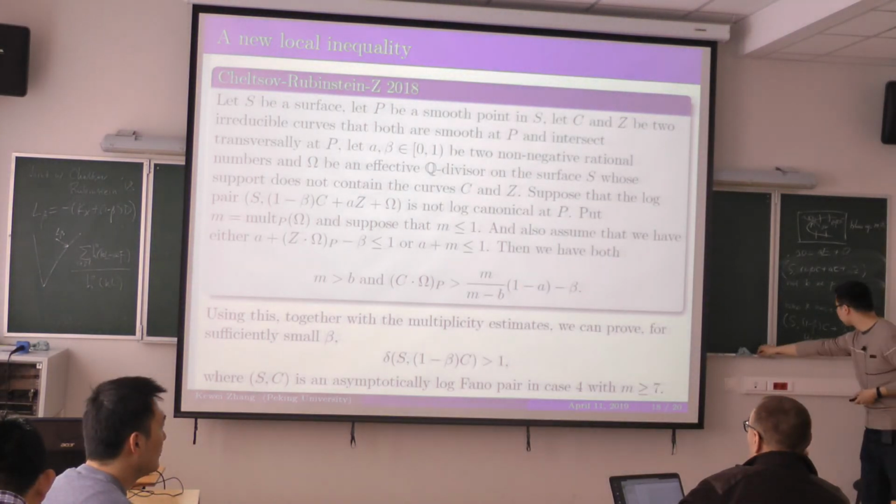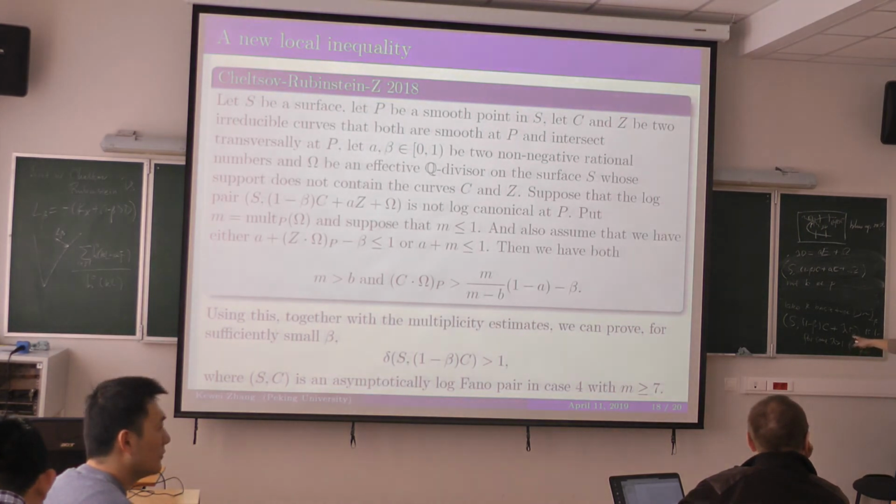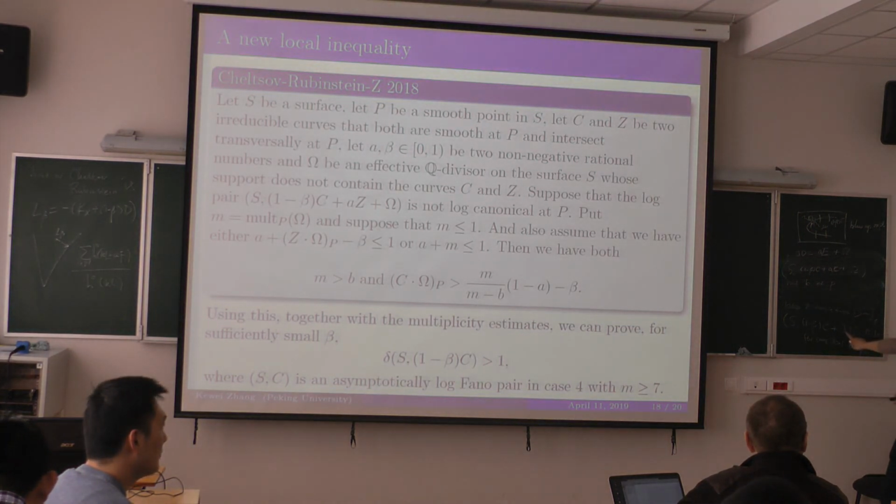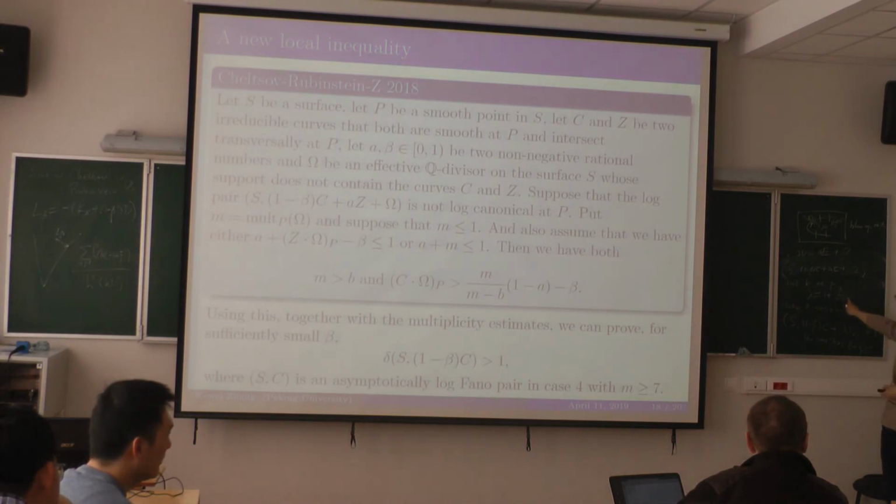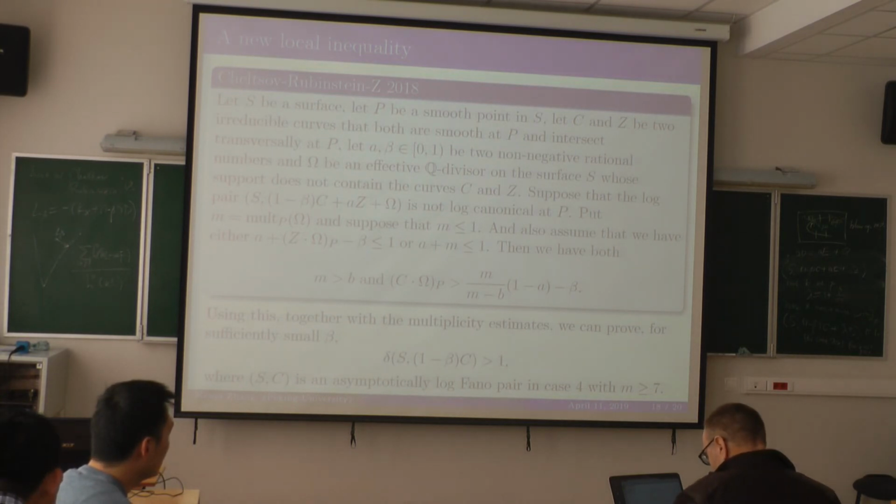For instance, in our final result, we can choose lambda to be 1 plus beta over 100. I think this is what we chose in our paper. So basically what we prove is that delta for this surface is bigger or equal to 1 plus beta over 100 for sufficiently small beta.